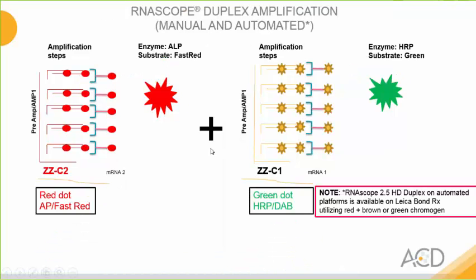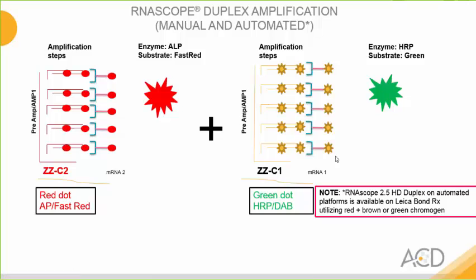So next, let's look at the duplex assay. The duplex assay is used for detecting two targets. In this case, both C1 and C2 probes are used. The amplification cascade for C1 and C2 occurs simultaneously. I often think of the amplification cascade as building the amplification tree. So in this case, two different trees are being built at the same time for the C1 and C2 probe.